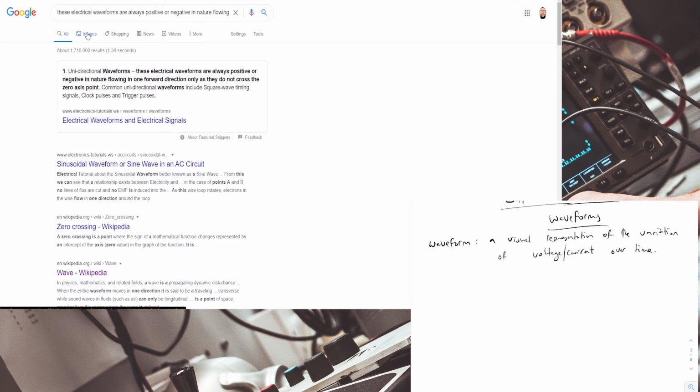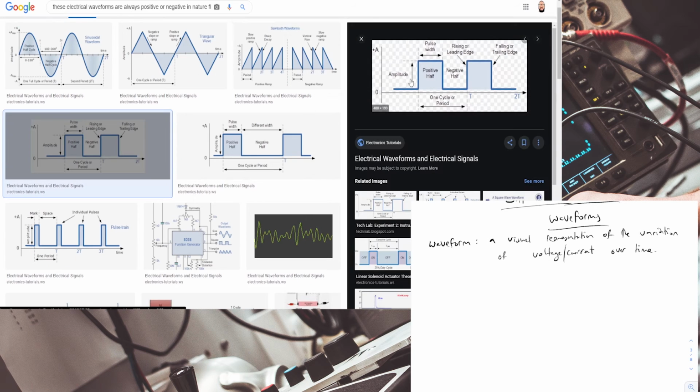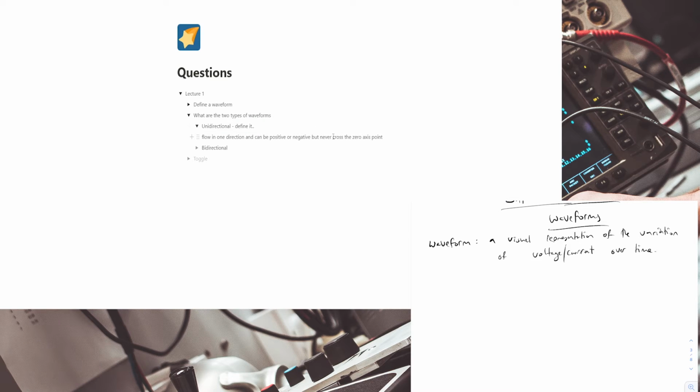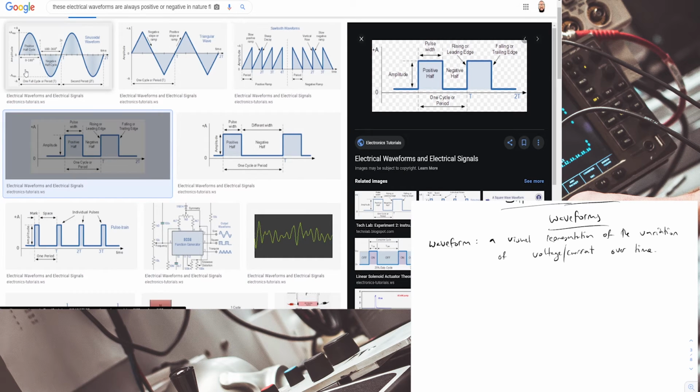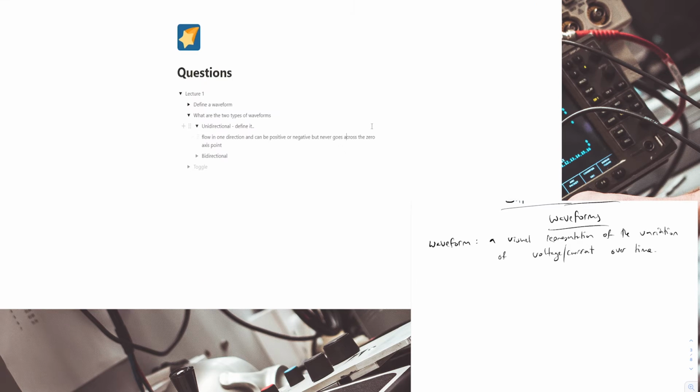I'd like to have a visual representation of what they mean. So they can be positive or negative, but they never cross the zero. Oh, okay. So it could be below zero or above it, but it never goes across. That makes more sense to me. Never goes across the zero axis point. It stays either above or below. Okay, I'm comfortable with that.